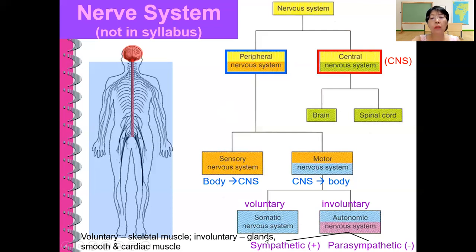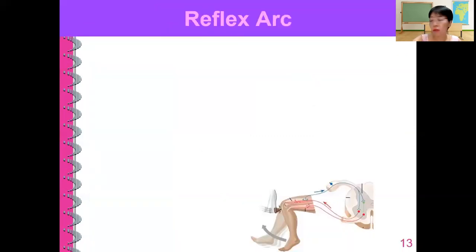So when you exercise, you're supposed to increase your heart rate, right? So you use the sympathetic nervous system. When you relax after you exercise, you stop already, you have to use the parasympathetic nervous system to send the electrical impulse. Okay, so now I'm going to introduce to you the reflex arc.